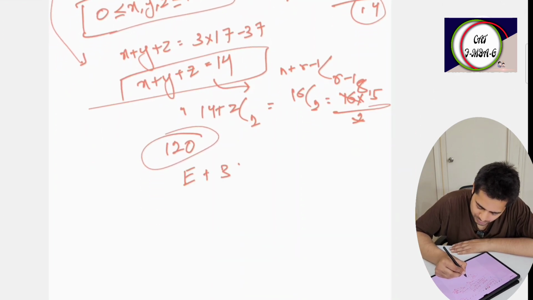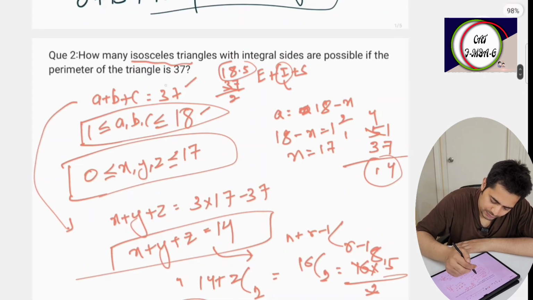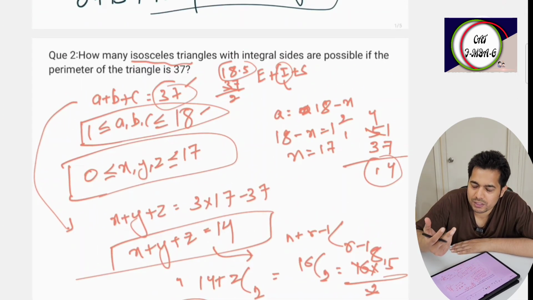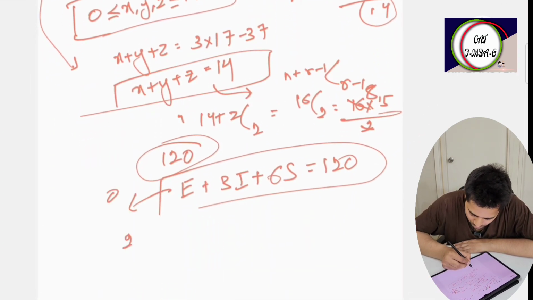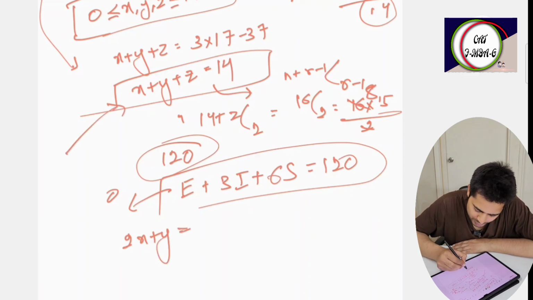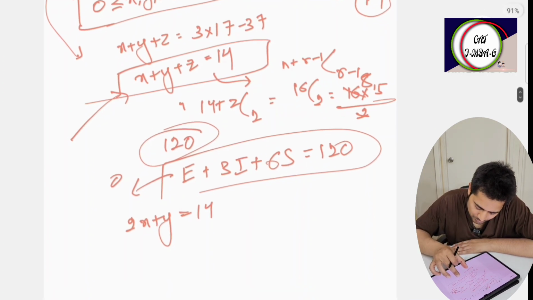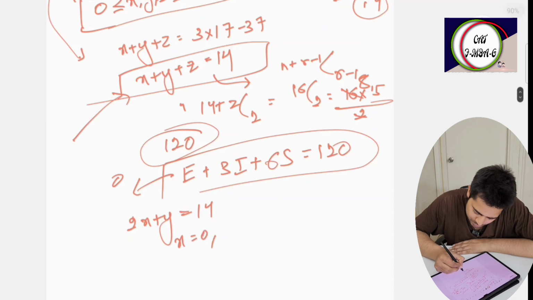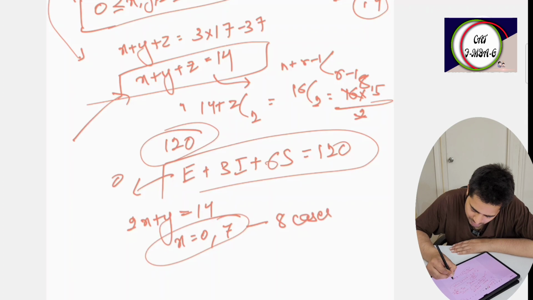So E plus 3I plus 6S is equal to 120. Now, is this 37 divisible by 3? No, it is not a multiple of 3. So E is going to be 0. So for the isosceles triangle, 2x plus y is equal to 14. So x is going to range from 0 to 7. So there are a total of 8 cases. So I is equal to 8.